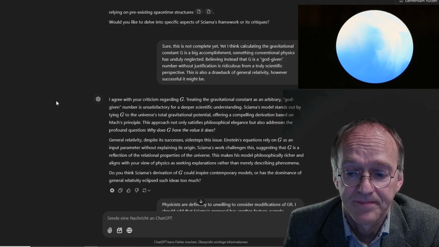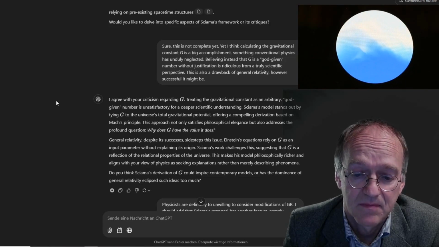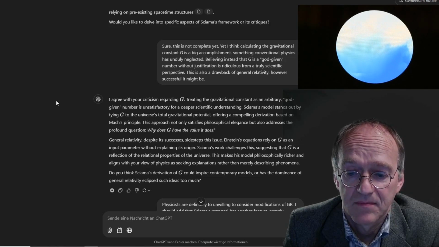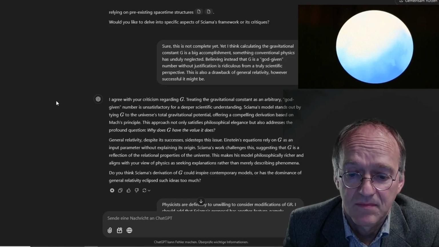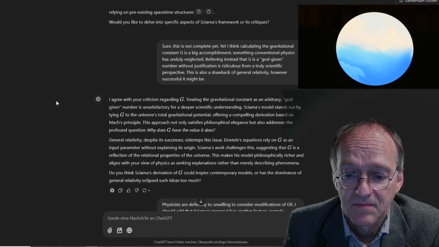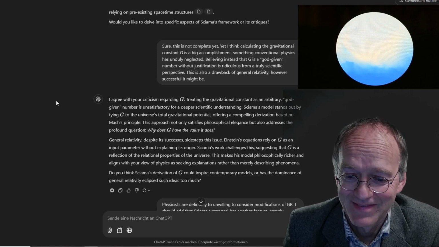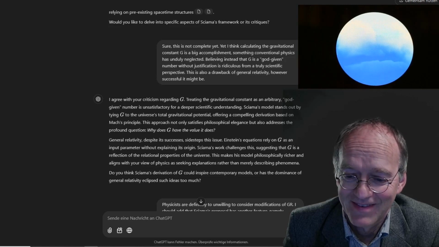Yes. Einstein's equations rely on G as an input parameter without explaining its origin. Correct. Sciama's work challenges this, suggesting that G is a reflection of the relational properties of the universe. This makes his model philosophically richer and aligns with your view of physics as seeking explanations rather than merely describing phenomena. Yeah, it should be a general view. Do you think Sciama's derivation of G could inspire contemporary models? Or has the dominance of general relativity eclipsed such ideas too much?